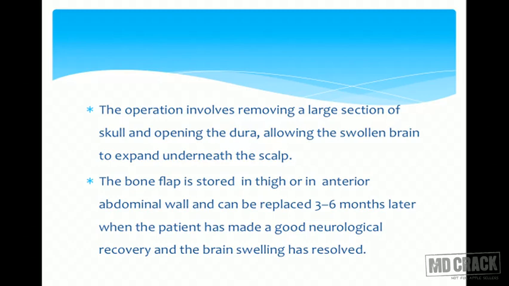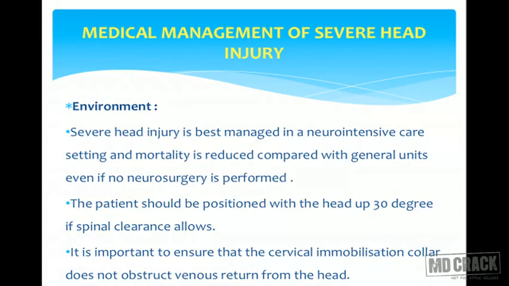The bone flap is stored in the thigh or in the anterior abdominal wall below the subcutaneous region, and has to be replaced 3 to 6 months later, when the patient has made good neurological recovery and the brain swelling has resolved. The environment in the neurosurgical unit is very important. So severe head injury is best managed in a neurointensive care setting, and mortality is reduced compared with general units even if no neurosurgery is performed. So neurosurgical management is very important.